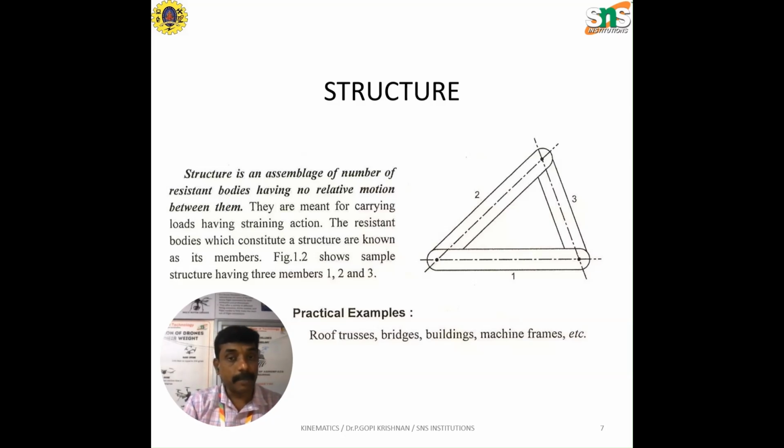A structure is an assemblage of a number of resistant bodies having no relative motion between them, right? You can see the diagram given here in the slide. Three components are attached together. Components 1, 2, 3 are numbered, and all the components are joined by means of a bolt and nut, or by means of rivet, or by means of screw, right? So when the three components are attached together in the same fashion given in the diagram, you cannot expect the transmission of energy from one component to another component, right?